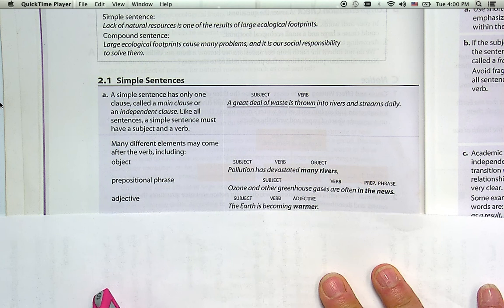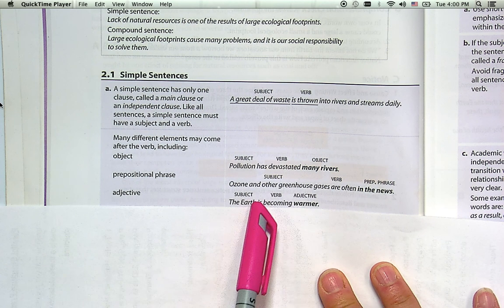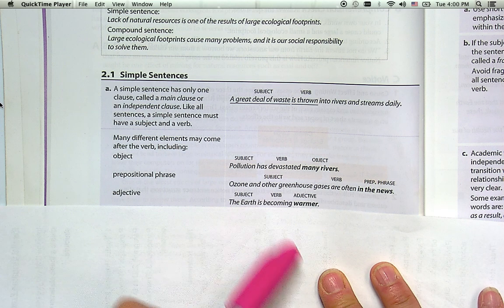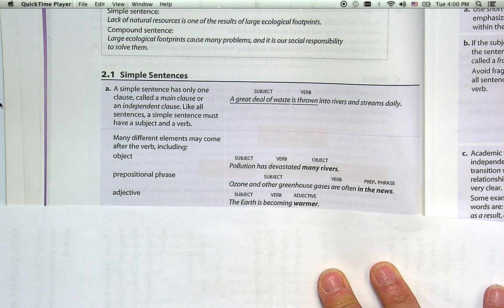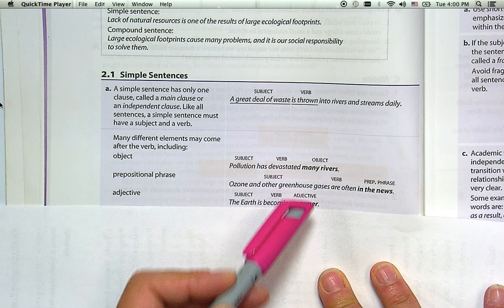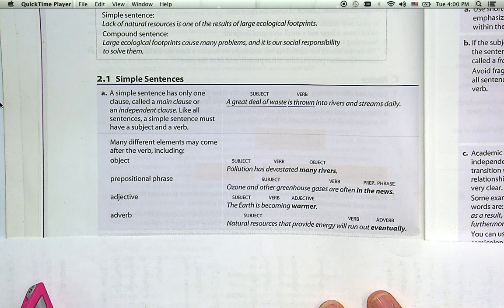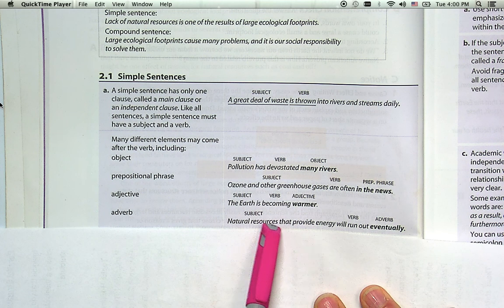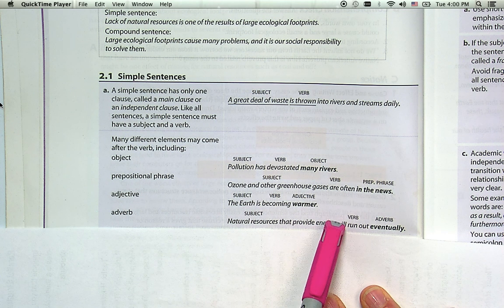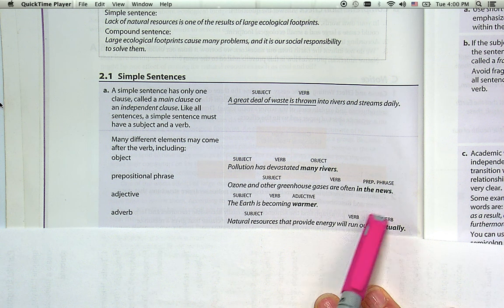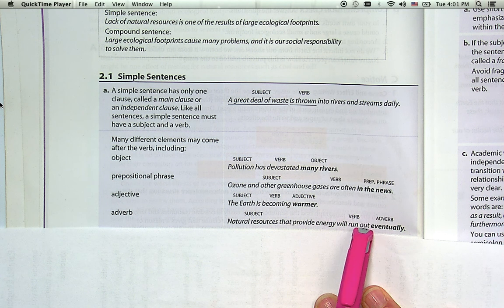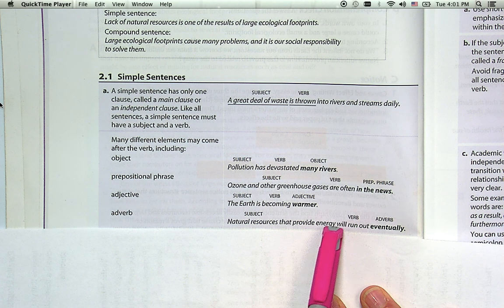You could have an adjective after the verb. The earth is becoming warmer. The earth is warm. The earth is becoming warmer. So we've got an adjective here. You could have an adverb after the verb. So natural resources that provide energy will run out eventually. Run out is a phrasal verb. That's our verb. Both words are part of the verb. Will run out is our whole verb because we've got the future and then the verb.